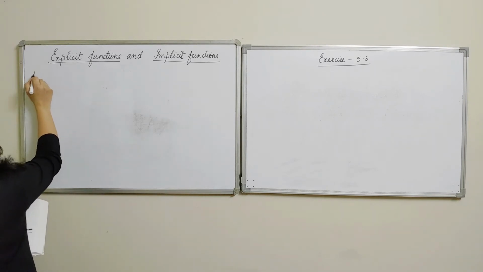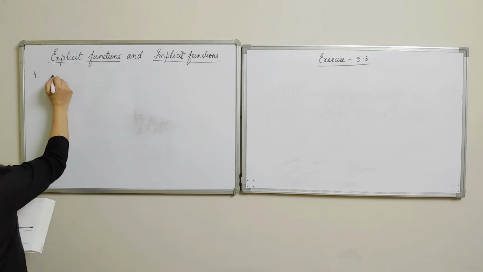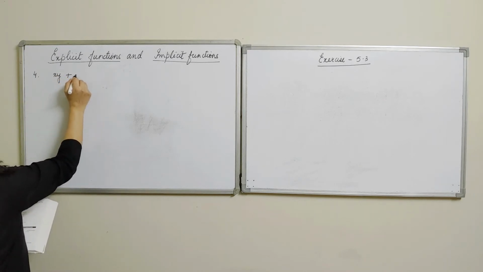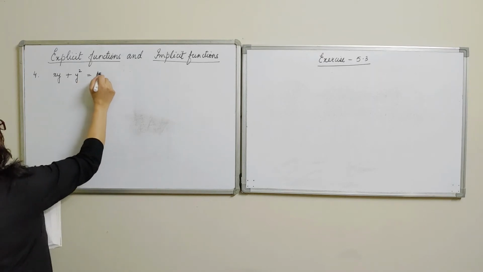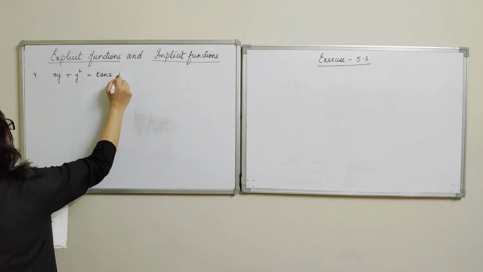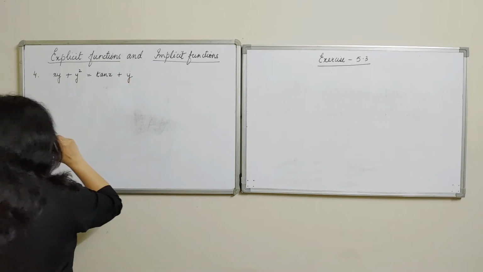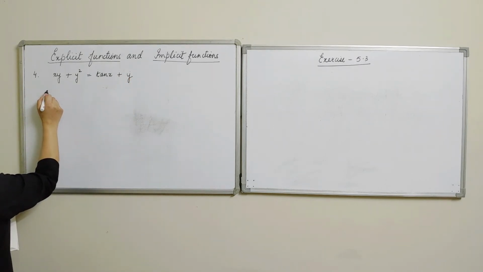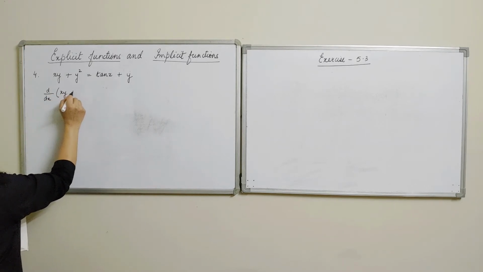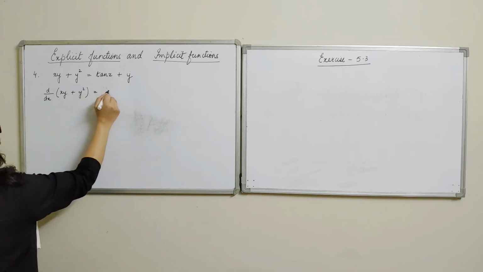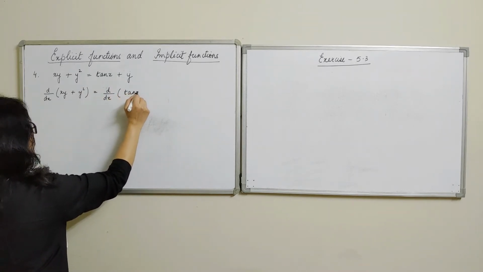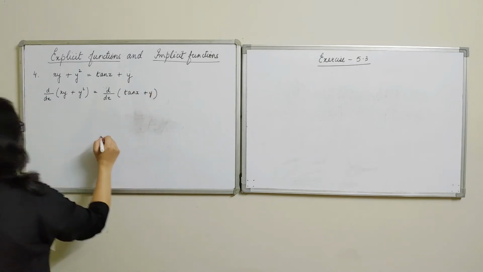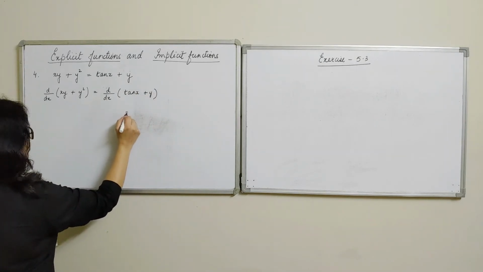So next we will try question number 4. xy plus y square equal to tan x plus y. So differentiate both sides with respect to x. I'll start with the right hand side first.